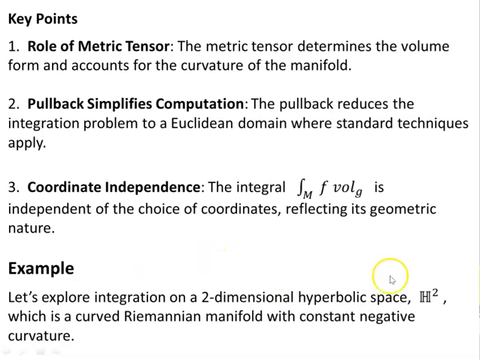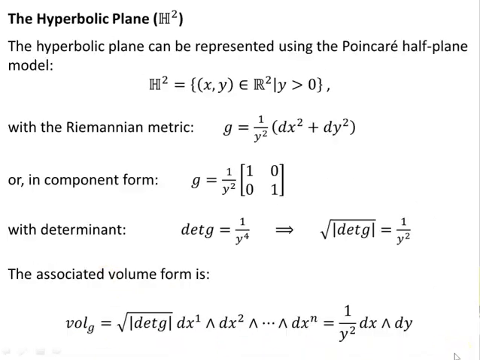What we're going to do now is pick another example with a more substantial coordinate change, so that you can see the full power of it in operation. So let's explore integration on a two-dimensional hyperbolic space, H2, which is a curved Riemannian manifold with constant negative curvature. Right, so the hyperbolic plane, H2.